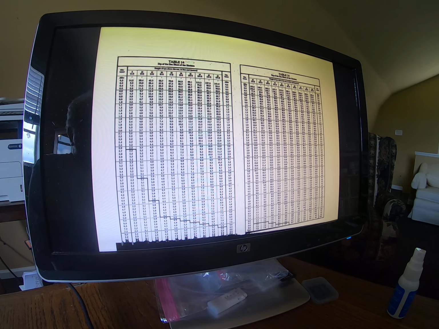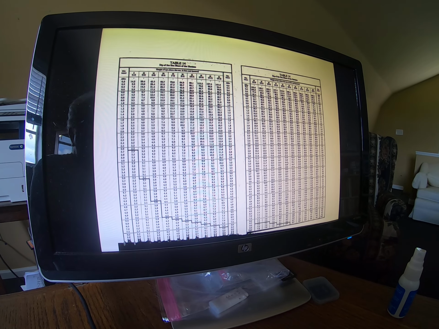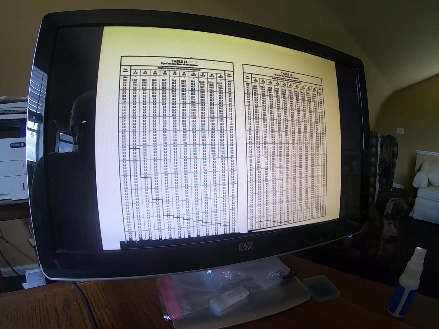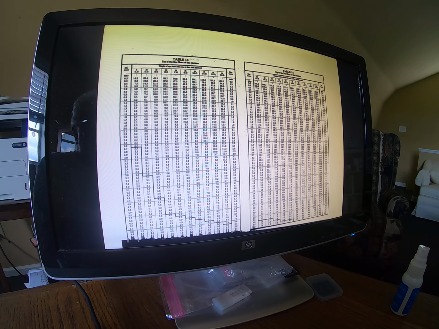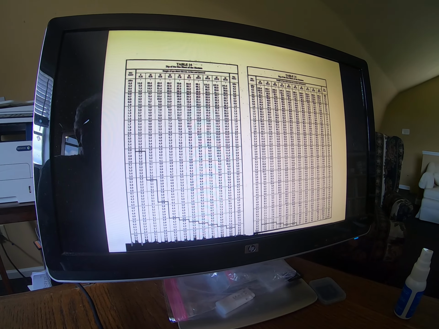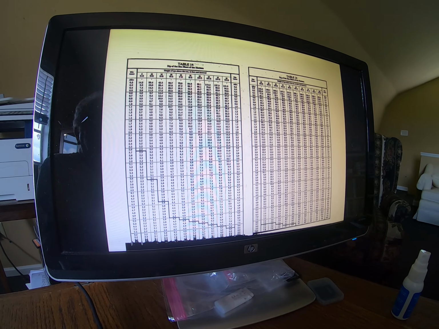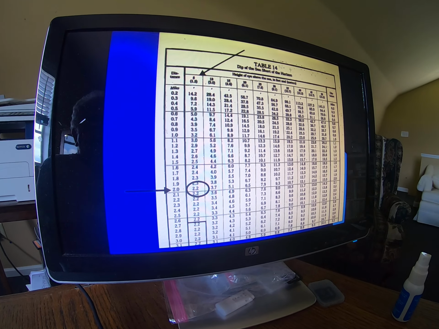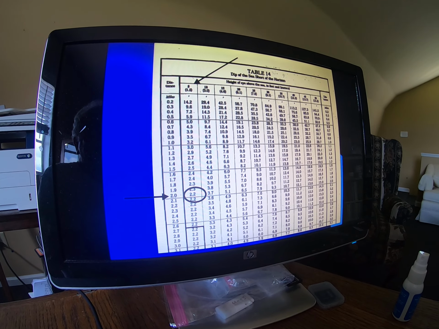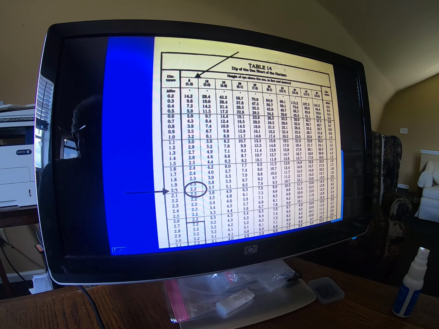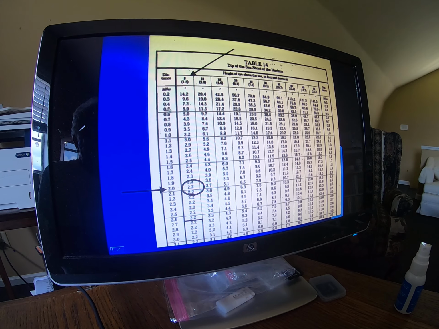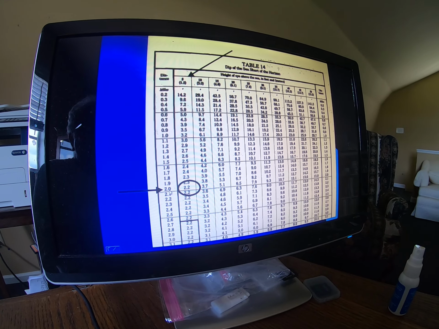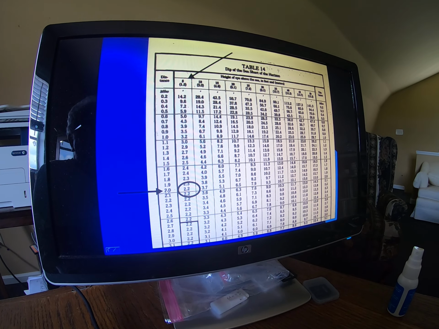Now, this is what the table looks like. This is out of Bowditch, that voluminous volume of data on the mechanics of celestial navigation and navigation in general. But let's jump right into an example here. You see down here, this is the distance to the land horizon. In this case, we'll use 2 miles.